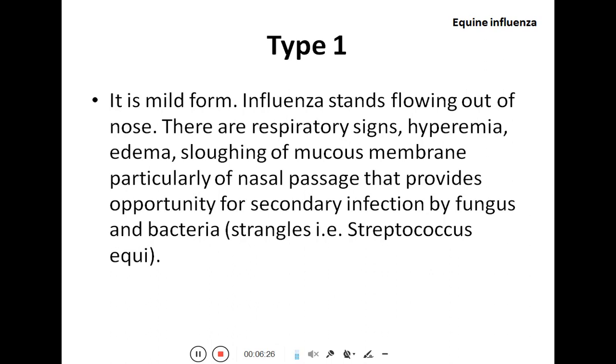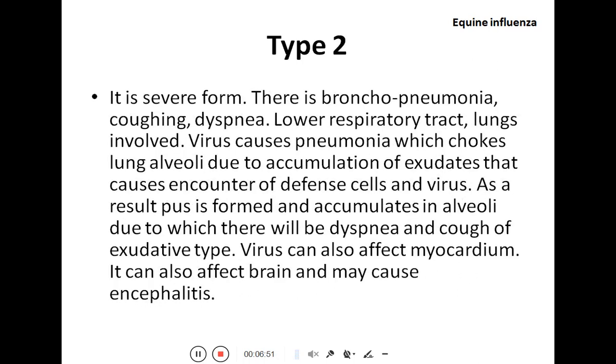The type 1 infection is the mild form, and there is a flow of discharge out of the nose. There are respiratory signs, hyperemia, and edema, and sloughing of the mucous membrane, particularly of the nasal passage, that provides an opportunity for secondary infection by fungus and bacteria, for example, strangles caused by Streptococcus equi.